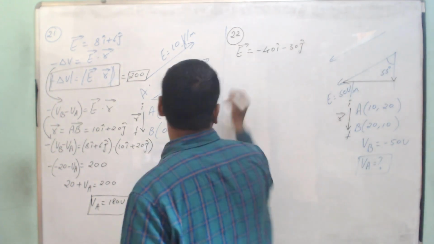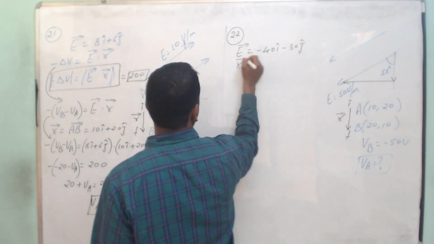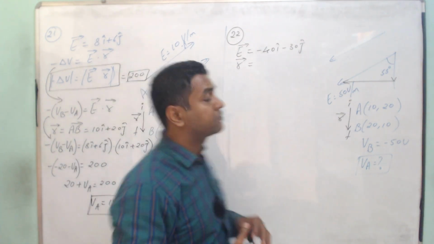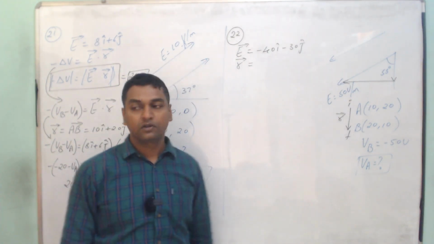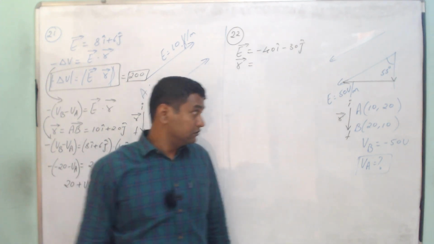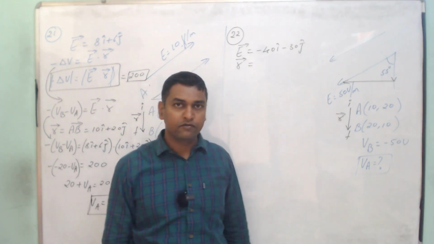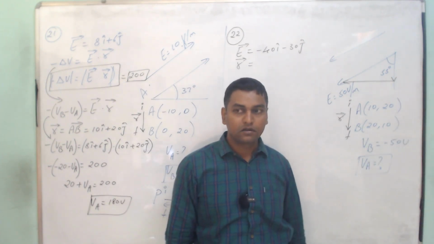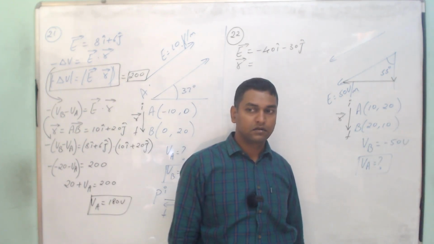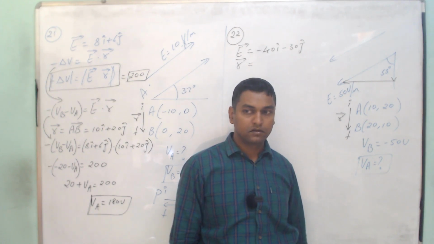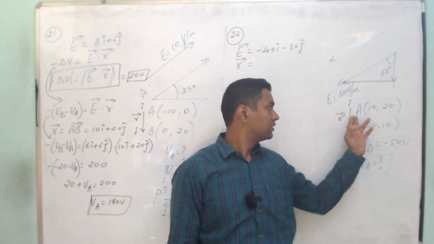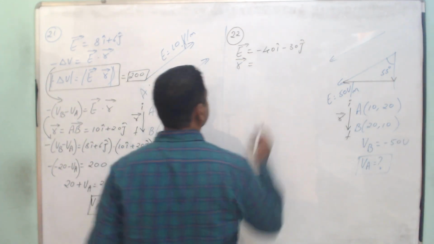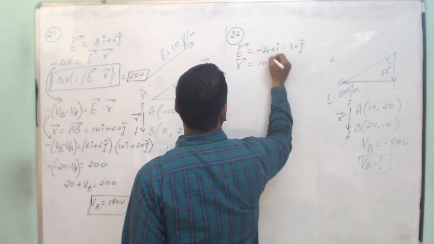Now tell me, what is R bar? Because you have already chosen A to B, what is R bar in terms of I cap J cap? Draw. R bar is final vector minus initial vector. 10 I cap minus 10 J cap.